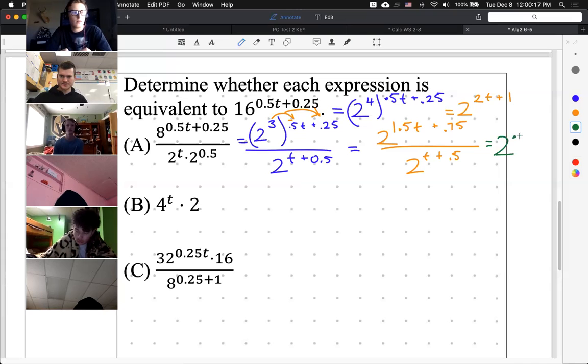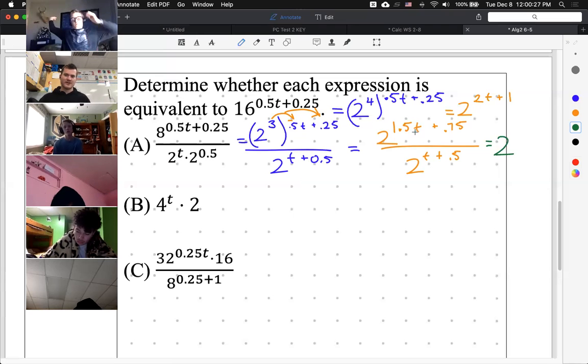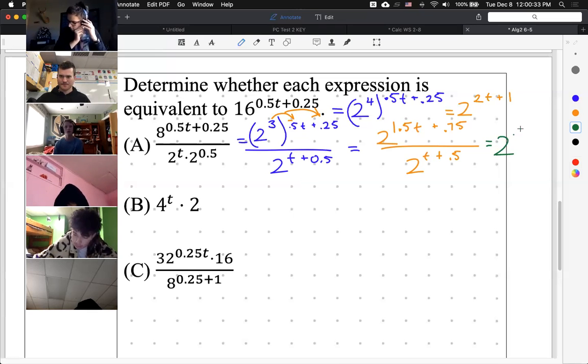For the left, you should just get 1.5, right? Because the t's would cancel out. So the t's don't cancel out. It's like counting the number of objects. If I have 1.5 apples, and I take one of my apples away, how many apples do I have left? It should be 0.5t then. 0.5t plus.